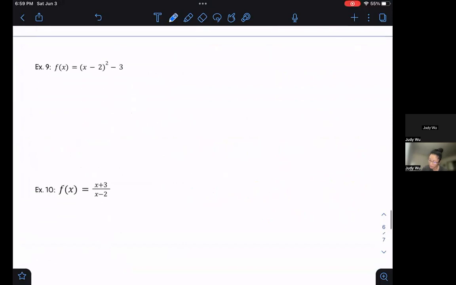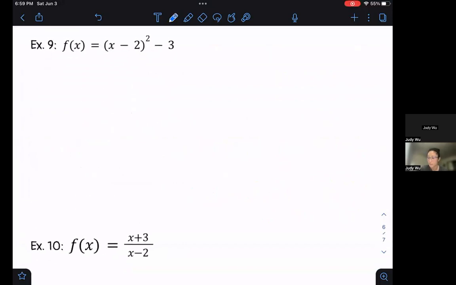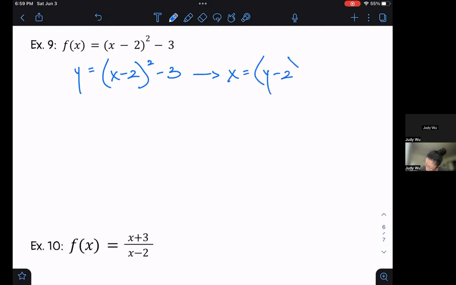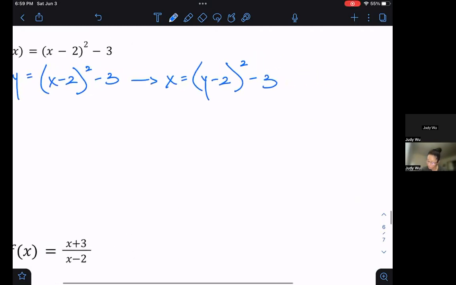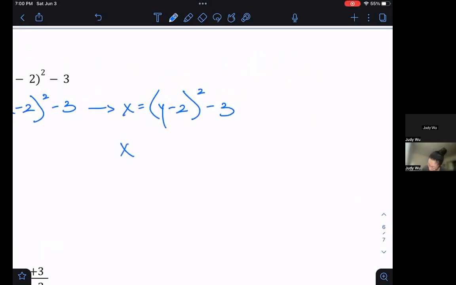All right, let's take a look at example 9. f of x equals (x minus 2) squared minus 3, right? And so first things first, y equals (x minus 2) squared minus 3. Now I'm going to switch the x and y. x equals (y minus 2) squared minus 3. Now I got to solve for y, okay? So we're going to start by adding 3 to both sides. All right, now I want to get rid of the square, so I'm going to take the square root.